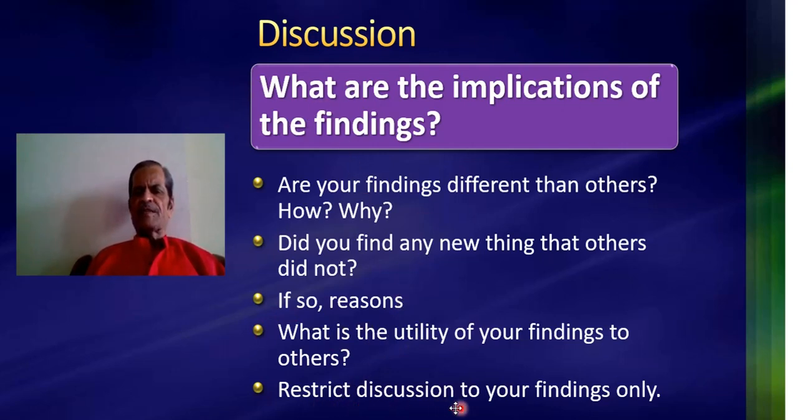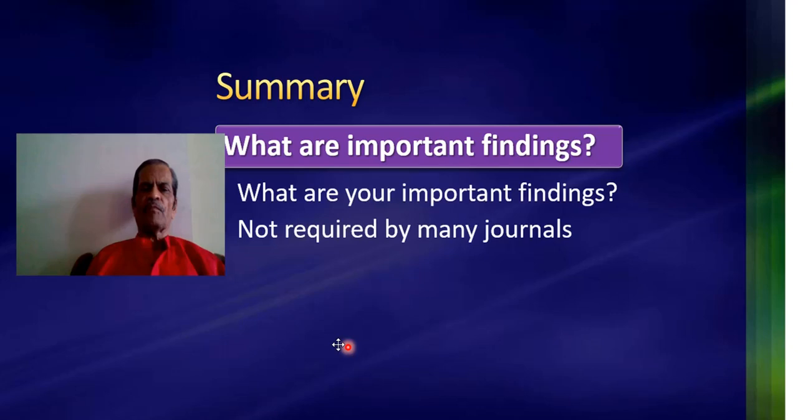You must restrict the discussion to your findings only. The discussion should revolve around your findings and the comparison of your findings with the findings of others who have done studies similar to yours. That way the discussion will stay in limited space. Otherwise, the discussion may occupy a very large space and the paper is likely to be rejected because it exceeded the limit of wordings given by the journal.